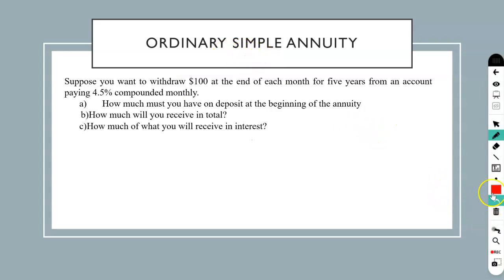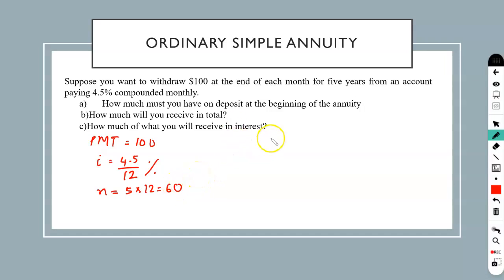Right, so now let's write down what is given. Here we can write $100, which is PMT. Then i is 4.5% monthly; all of you know how to calculate that. And then n is 5 years compounded monthly, so 5 times 12, which is 60. So you are paying every month for 5 years, so that is 60 times you are paying.